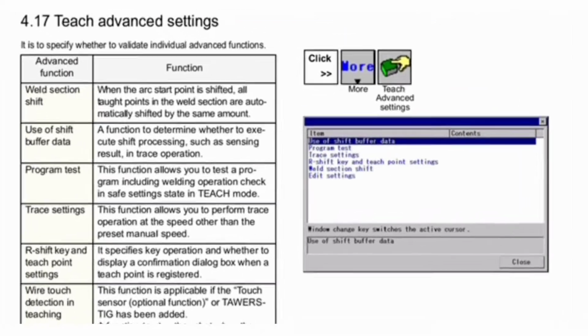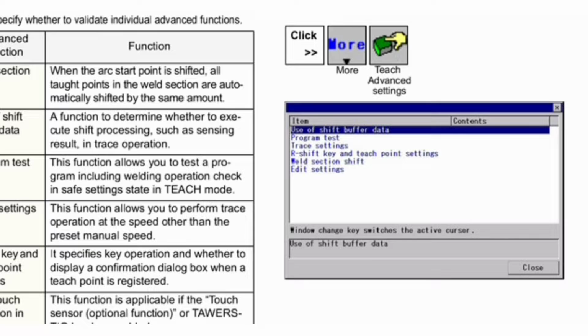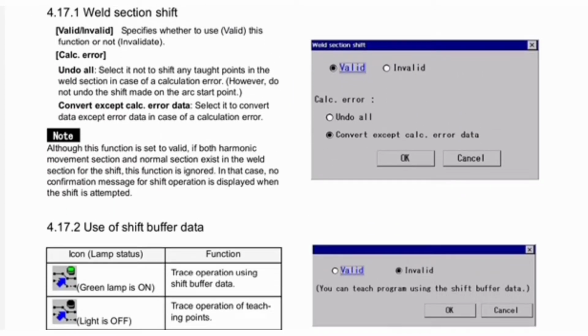You can see this diagram to understand this teach advanced settings. Here you can see, click more teach advanced settings: use of shift buffer data, program test, trace settings, R shift key and teach point settings, weld section shift, edit settings. Window change key switches the active cursor. Use of shift buffer data, close. Now next is weld section shift. Valid/invalid specifies whether to use, validate, this function or not.